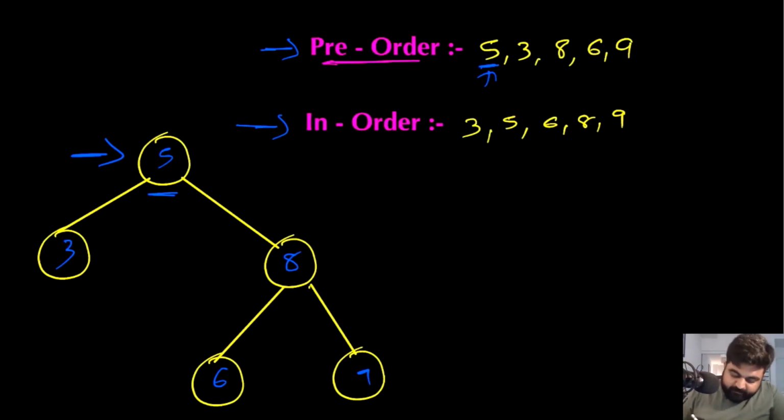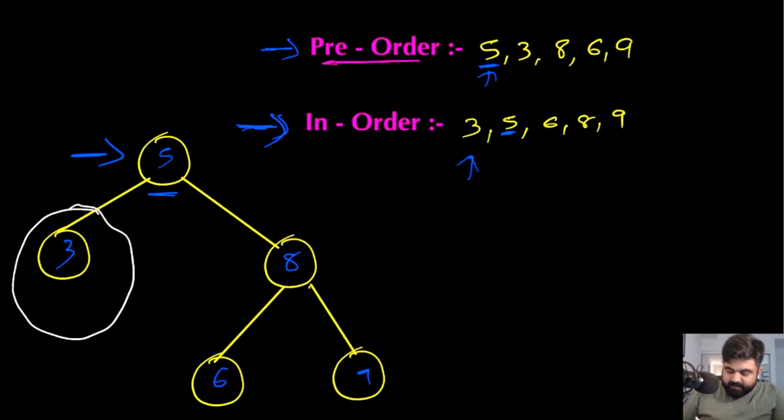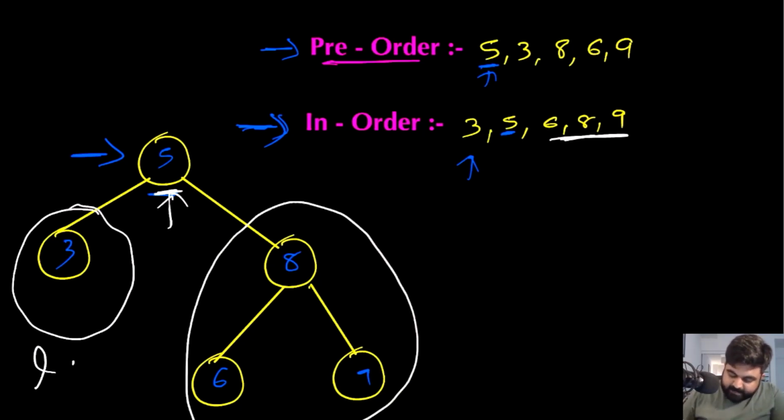If we look at the in-order traversal, on the left side of this 5 there is only one entry, which is 3. And in this tree, this 3 is the left subtree of the entire tree where the root is 5. On the right side, the values are 6, 8 and 9, which are these 3 items, and this is the right subtree of the original tree where the root value is 5. So now we have something meaningful that we can use.